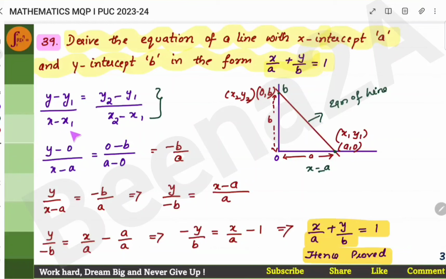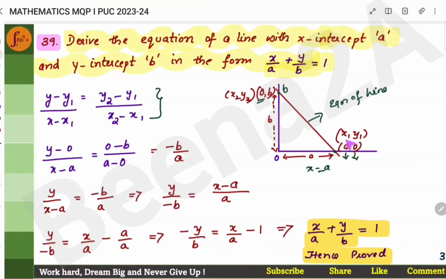Y minus y1 by x minus x1 is equal to y2 minus y1 by x2 minus x1, and substitute these points. So this is cutting the x axis. So you have the x coordinate given as a and y coordinate as 0. Because it's on the x axis, there is no y value. So this is 0. Similarly here, the line is cutting the y axis. So x coordinate is going to be 0 because there is no x value. It is exactly on the y axis. And the value of y coordinate is b. So you have 0 comma b here.